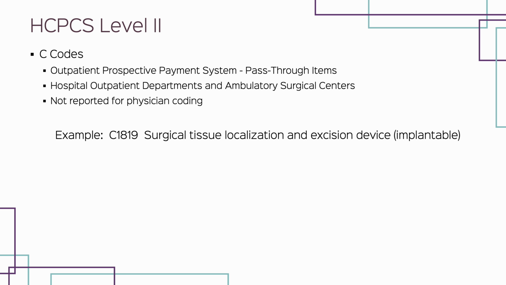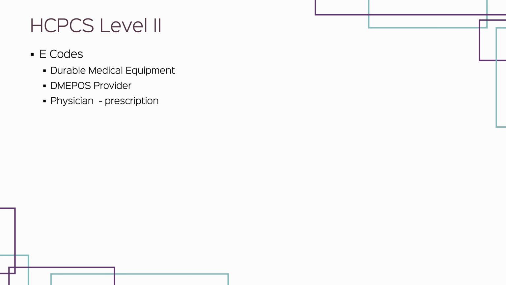The C code series may include categories for medical devices, new technology procedures, and drugs or radiopharmaceuticals that have not yet been assigned a permanent HCPCS code. Even when payment is not separately made, hospitals are encouraged to report all applicable C codes. So C codes, again, are not used in your physician coding, and they are strictly only for facility reporting.